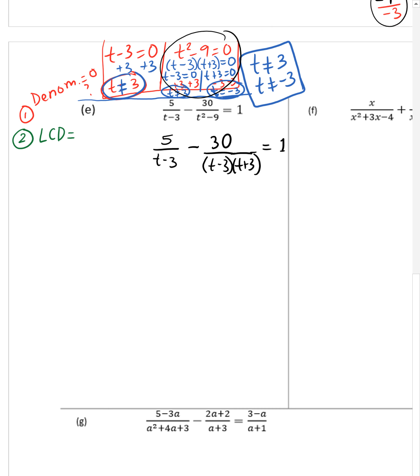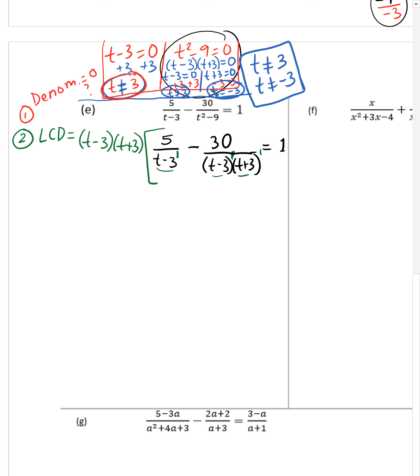What factors do I see there? Between the two denominators, I see a t minus 3, and I see a t plus 3, but that's really it between them. And the most number of times I see a t minus 3 is once. They both only have 1, so I just need 1, because I just take the greater. And then t plus 3 I only see once. So that's pretty much it.